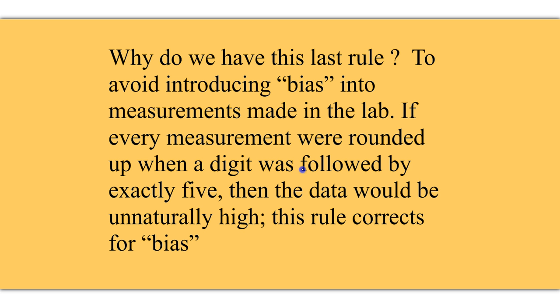Why do we have the dead even 5 rule? It's to deal with the bias that may occur in measurements in the lab. If we are always rounding up every time there's a 5, then we're going to round up a majority of the time as opposed to stay the same. So by doing this, it kind of divides up how often we round up and how often it stays the same, in order to get rid of the bias that may occur in making measurements.